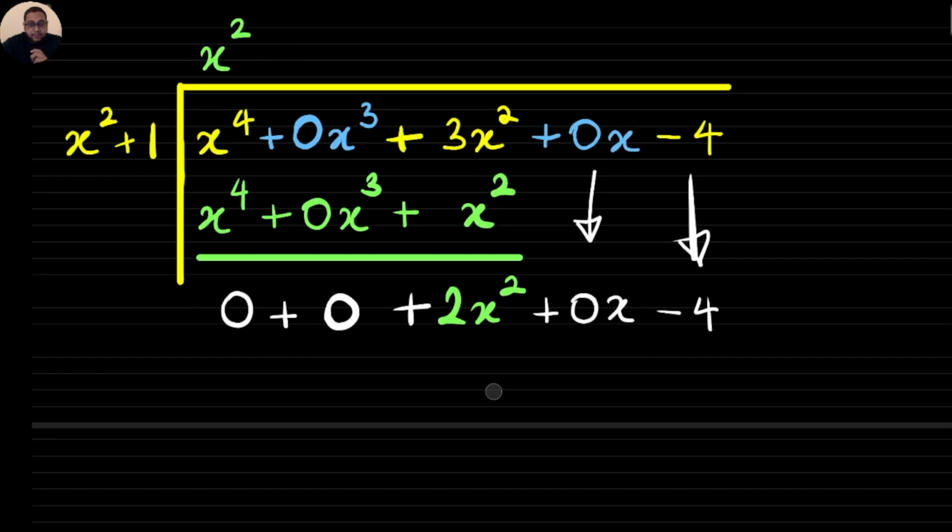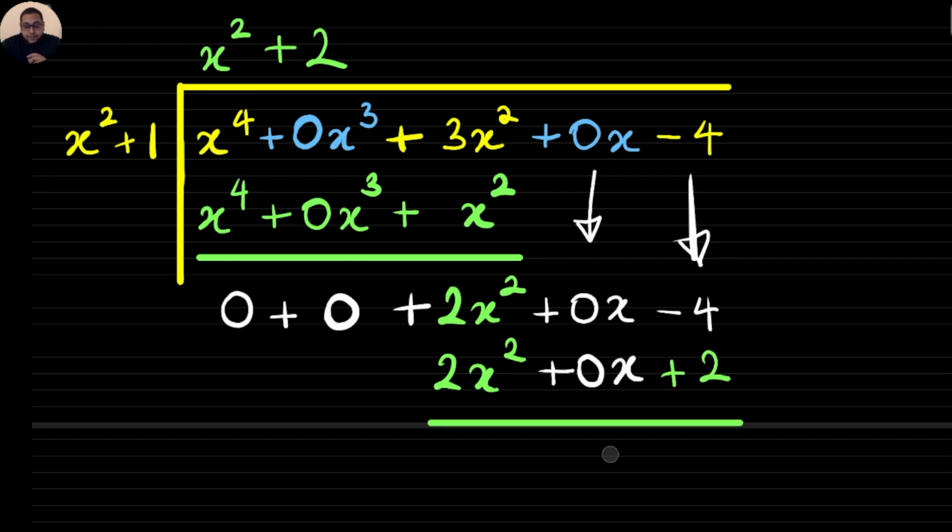Moving forward, I have to divide 2x squared by x squared. Hence, I have plus 2. Identifying and understanding the pattern of moving back and forth would be very important. I will now multiply 2 by x squared plus 1. Take a note of the positions. 2 multiplied by x squared would give me 2x squared, and 2 multiplied by plus 1 would be plus 2.